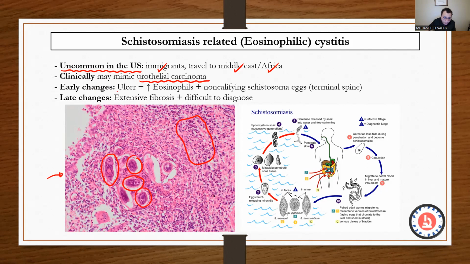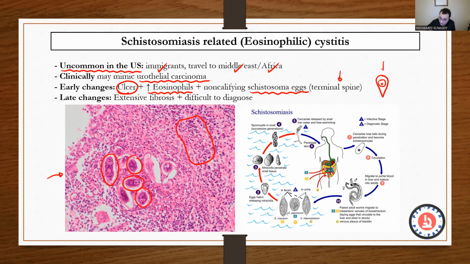However, I'm telling you that there is usually an endoscopic finding of ulcer, inflammation in the bladder lining, and the main thing is high eosinophils or eosinophil-mediated inflammation. And usually in the picture you will see the schistosoma eggs with that terminal spine, which is usually like that. This is the schistosoma eggs and how they look.